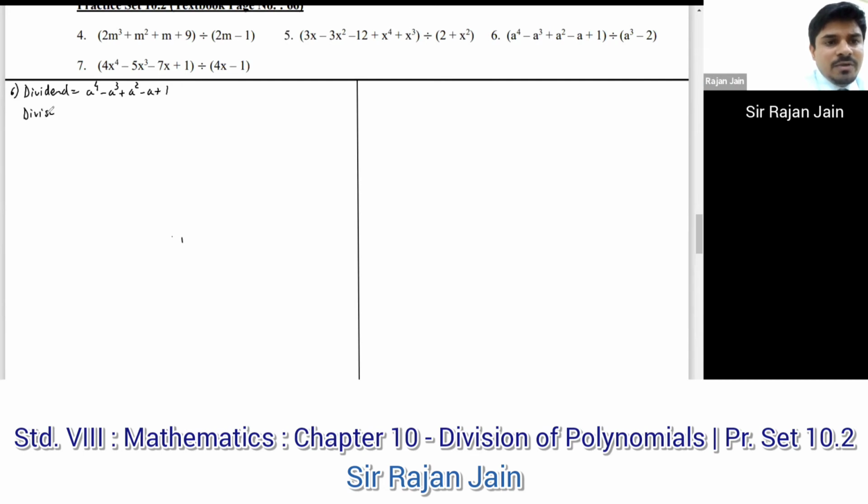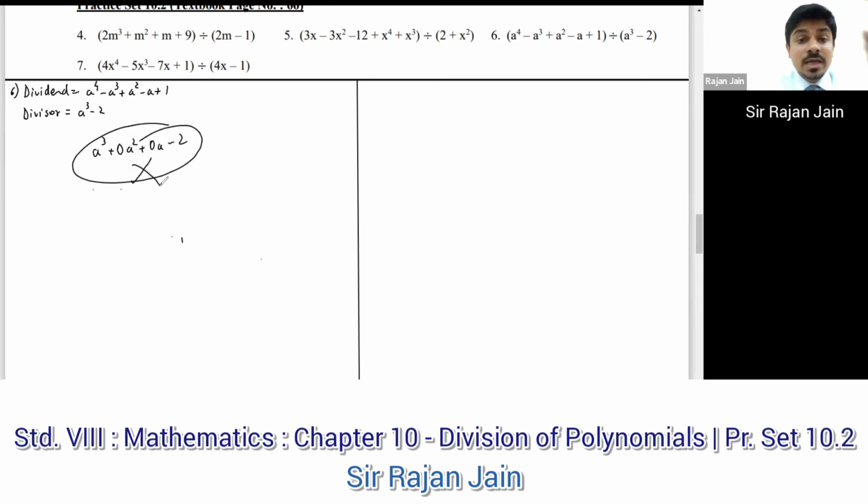Then I write my divisor. My divisor in this case is a cube minus 2. The divisor is in standard form. There are missing terms, because after the cube the constant comes directly, but you do not have to write 0a square, 0a minus 2. This is to be done only in the dividend part, not in the divisor. The divisor should be in standard form, but missing terms are not to be written in the divisor.